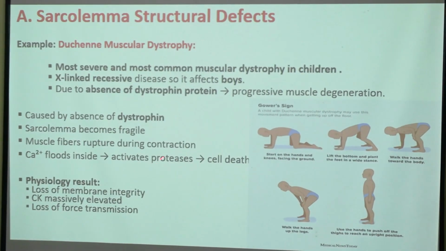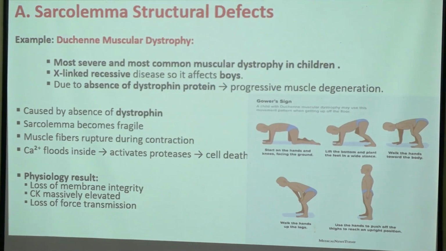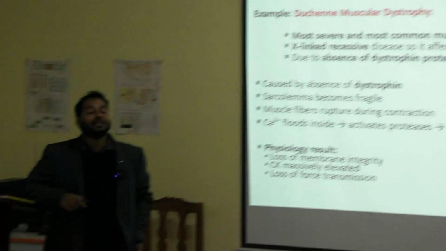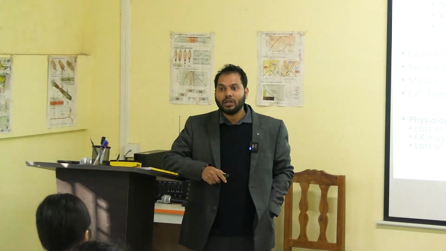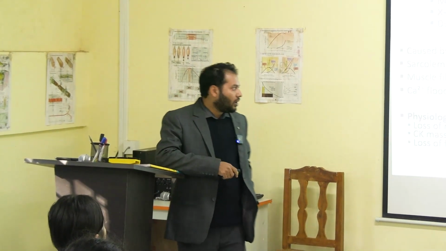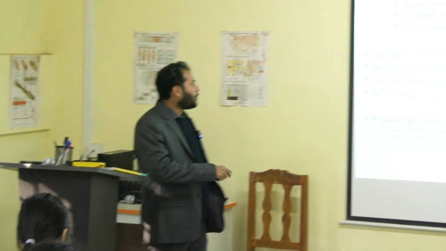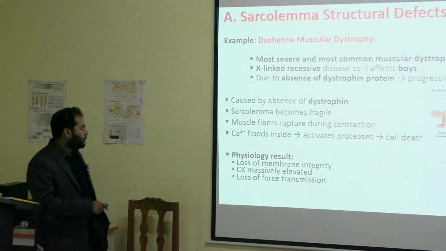So you can see calcium floods inside, and the excessive amount of calcium ion inside the cell activates certain types of enzymes, like the protease enzymes. In the presence of that activated form of protease enzymes, it directly attacks the cell and leads to muscle cell death or degeneration of the muscle cell. So these are some important physiological results of DMD.